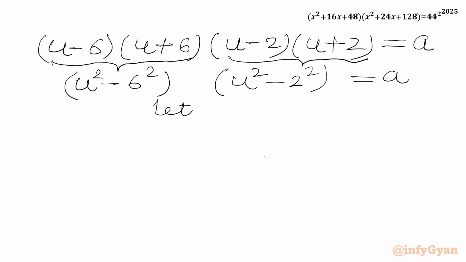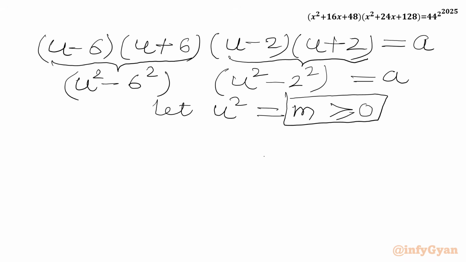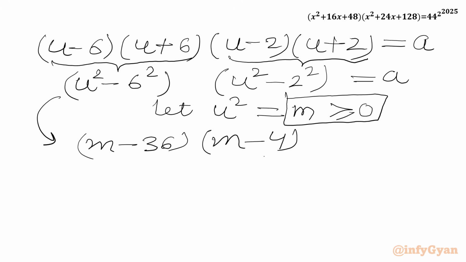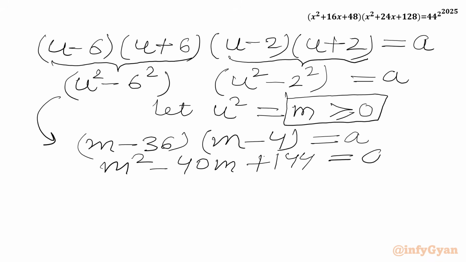Let us assume u square equal to m. A square must be non-negative, so m should be greater than or equal to 0. So we have a condition on m: m should always be greater than or equal to 0. Our equation can be written as (m minus 36)(m minus 4) equal to a. Now we multiply and get m square minus 40m plus 144 equal to a.